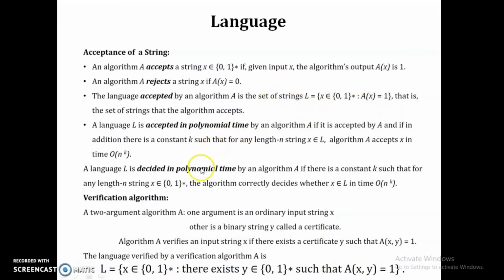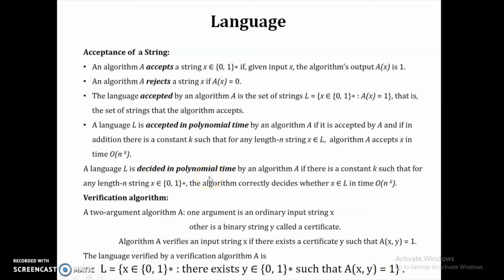So we can say that the language L is decided in polynomial time by an algorithm A if there is a constant k such that for a given string x of length n, the algorithm correctly decides and produces the answer in time O(n^k), where n is the length of the string, right? So if it can give the output in polynomial time with respect to the length of the string, then we can say that language is decidable in polynomial time.